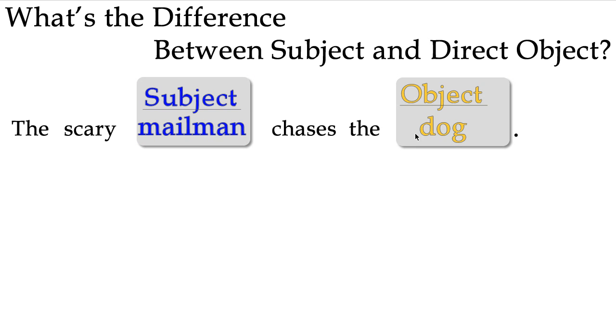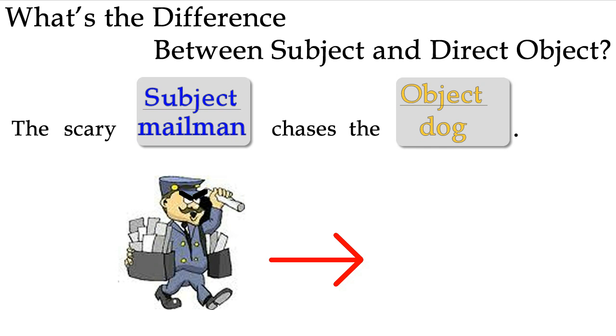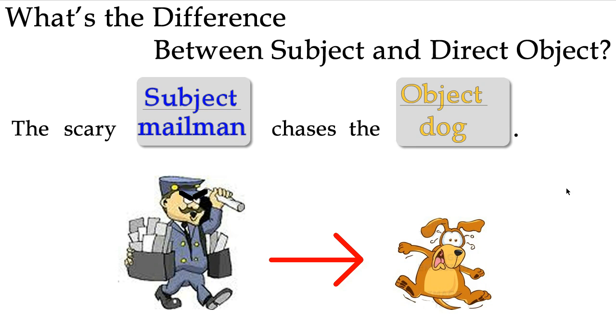And we've taken the subject from the previous sentence, dog, and now we're making that the direct object. This now means that the mailman, subject, will be performing the action on the object. So go ahead and get that mental picture in your head, and hopefully it looks something like this.